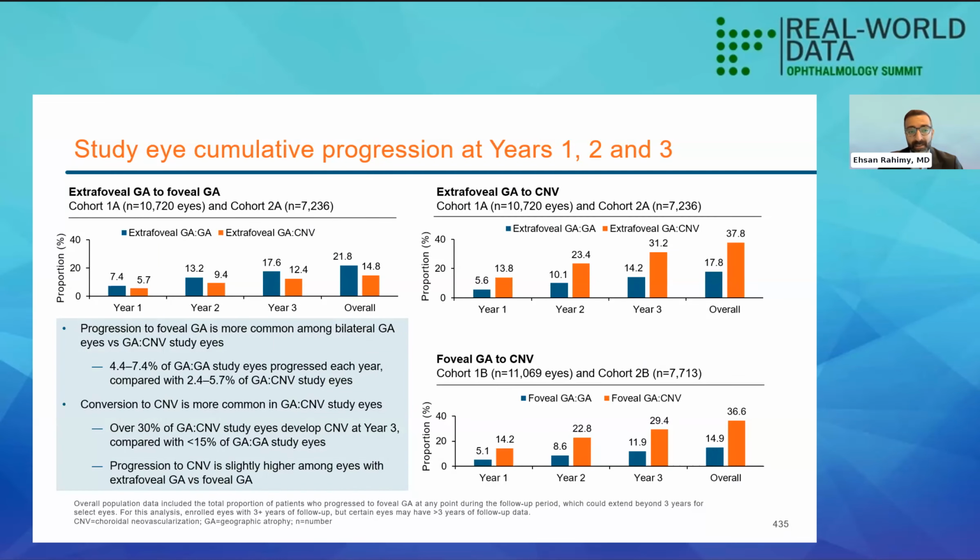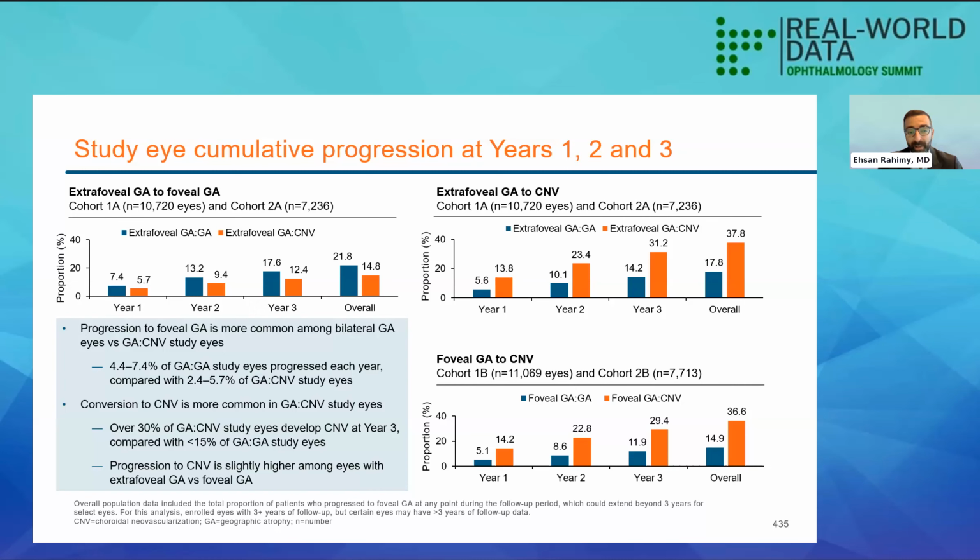When looking at study eye progression through year 3, progression to foveal involving GA was more common amongst bilateral GA patients than those with CNV in the fellow eye, with 17.6% of patients showing progression by year 3 compared to 12.4%. That's on the top left-hand graph that you see there.